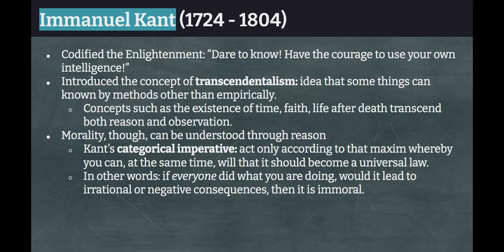And he had this idea called the categorical imperative, which is sort of a natural law. So it's a universal principle we can apply to every situation. This is the idea that you should act only according to that maxim whereby you can, at the same time, will that it should become universal law. Wait, what? Basically, this is the golden rule. In other words, if everyone did what you were doing, would it lead to irrational or negative consequences? Then it's bad. You shouldn't do it, right?